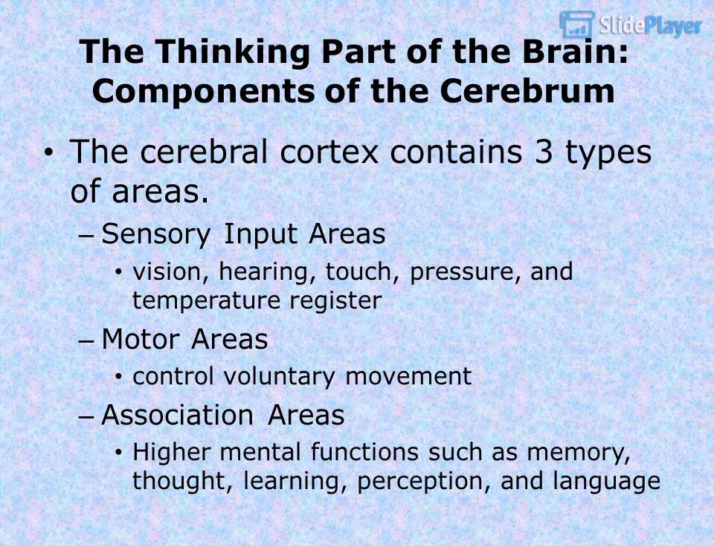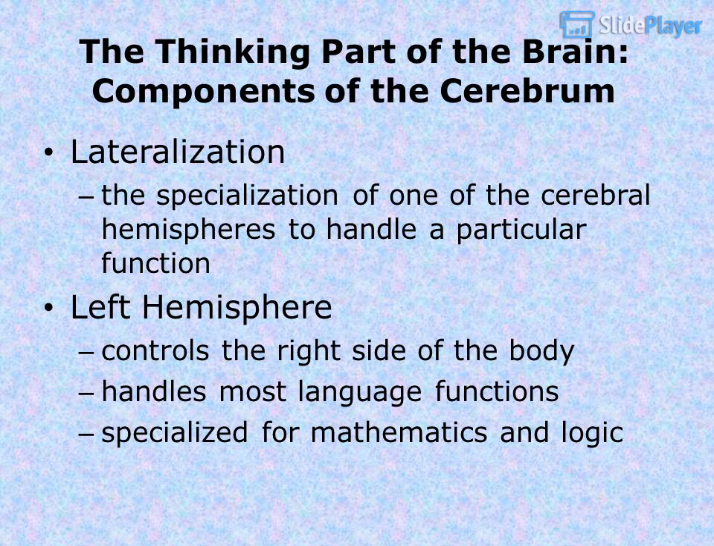What are the components of the cerebrum? The thinking part of the brain, components of the cerebrum. Lateralization: the specialization of one of the cerebral hemispheres to handle a particular function. Left hemisphere: controls the right side of the body. Handles most language functions. Specialized for mathematics and logic.